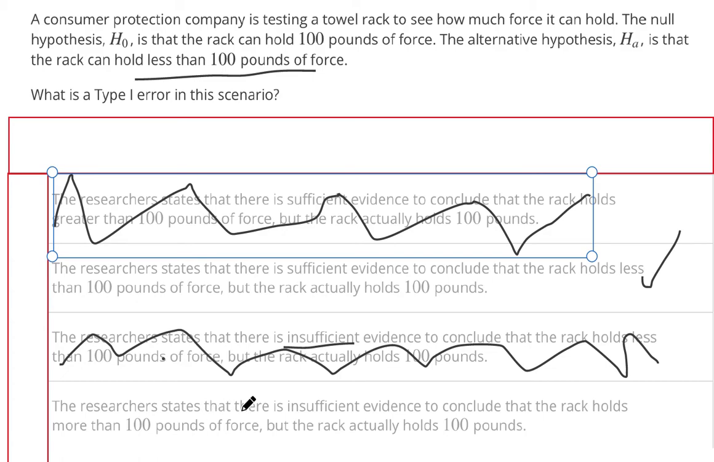The last one: insufficient evidence to conclude the rack holds more than 100 pounds of force when the rack actually holds 100 pounds of force. Again, this is saying that you cannot reject the null hypothesis. Insufficient evidence that it holds more than 100 pounds of force. Holding more than 100 pounds of force isn't part of either the null or the alternative, so that's another reason to reject that one. So the second option is correct here because it's saying that you reject the hypothesis that the rack can hold 100 pounds of force, but actually, the null hypothesis is true. It can hold 100 pounds of force.